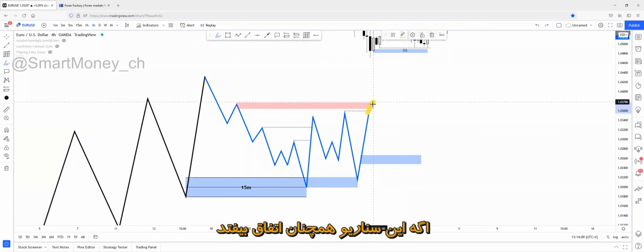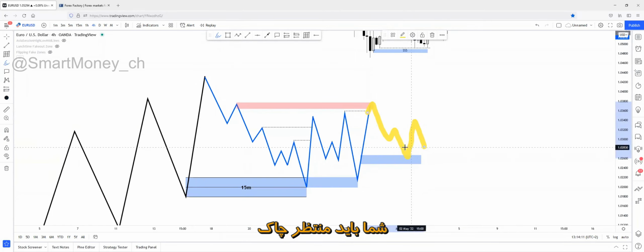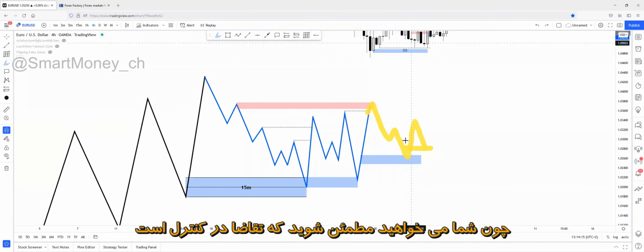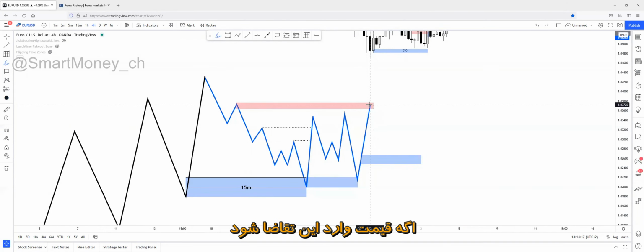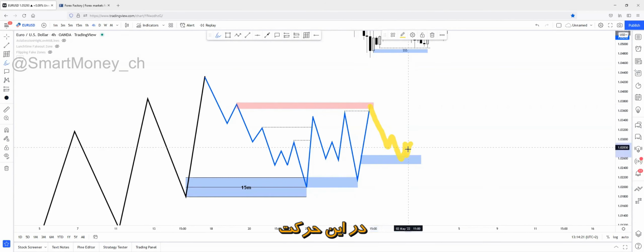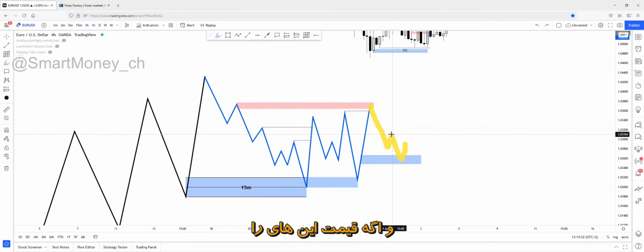So if this scenario happens, you still have to wait for a change of character trade based on this 1 minute POI, because you want to confirm that demand is in control. If price steps in this zone, partly demand will be in control right here on this movement. If price breaks above this high point, then demand will fully be in control, because demand took partly over control right here. And after the change of character right here, you'll be able to enter a demand trade.